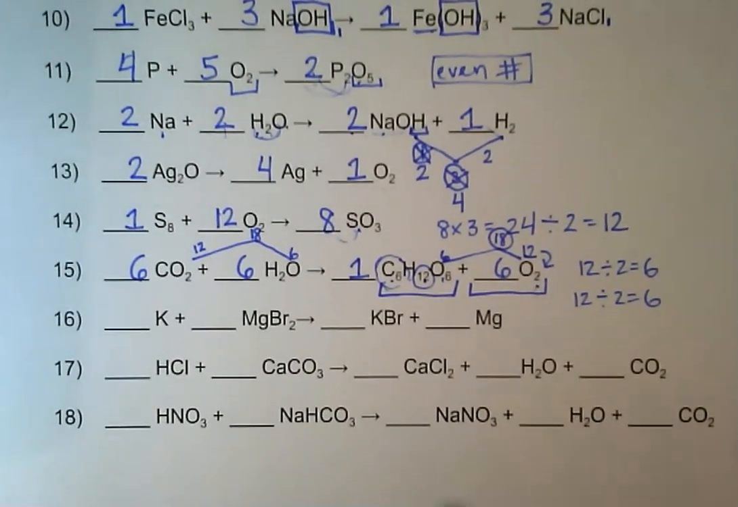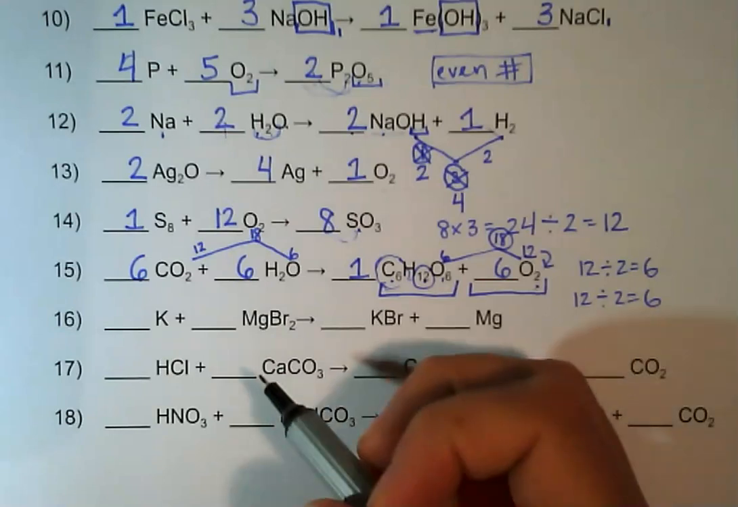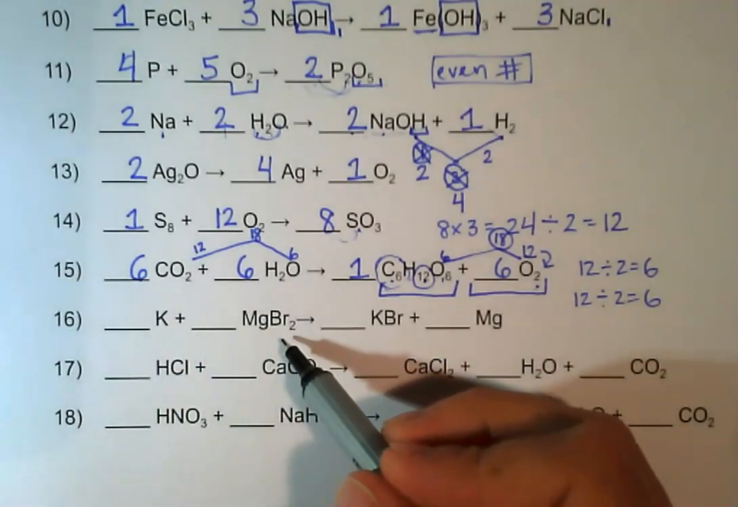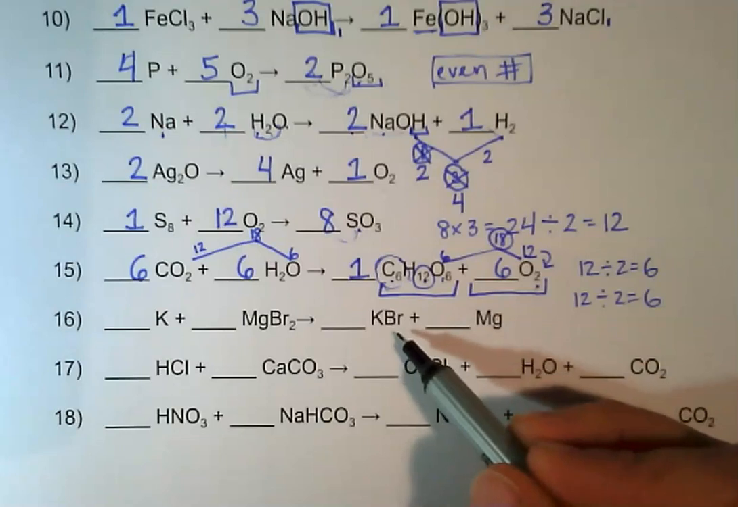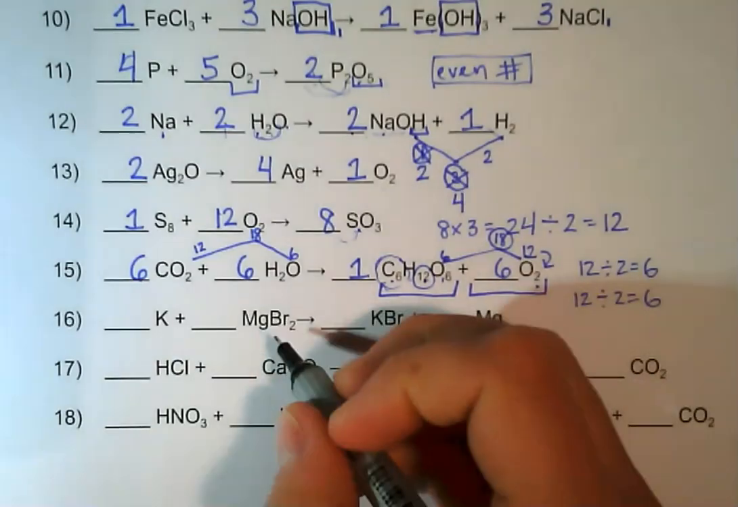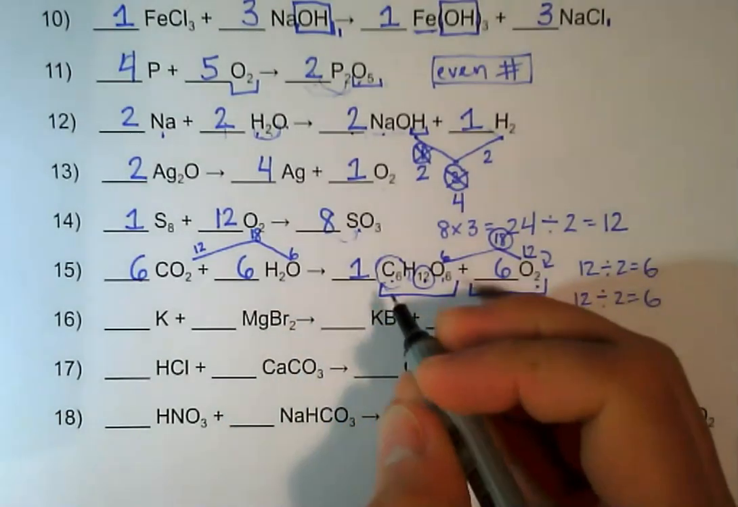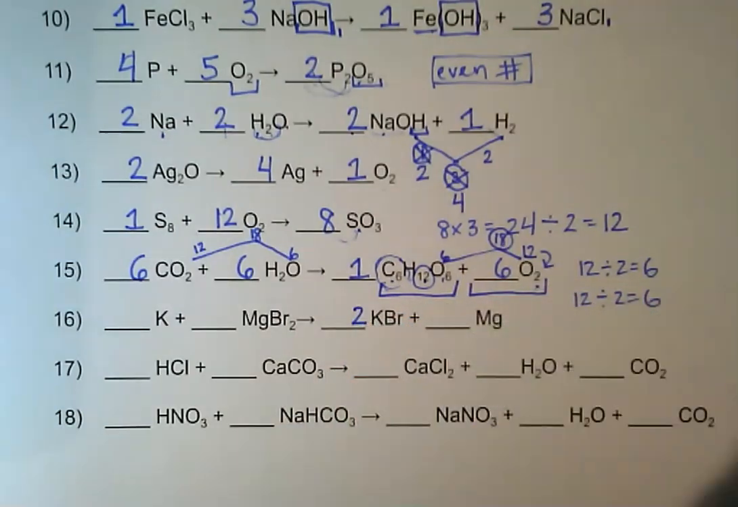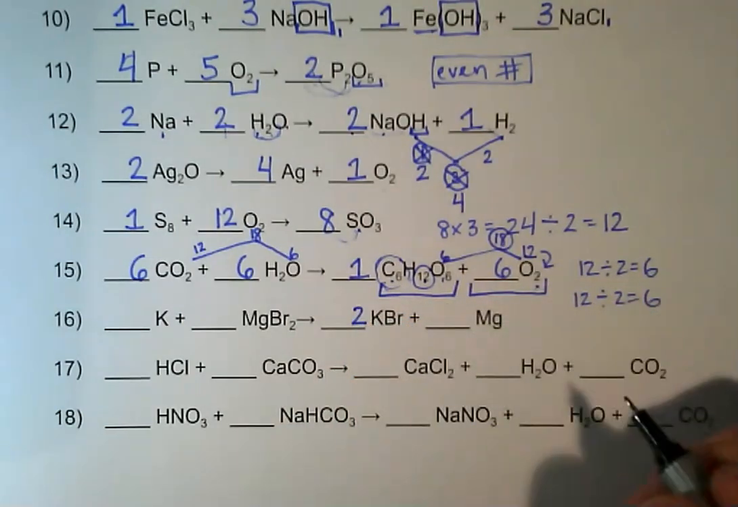Alright, on to the last 3. Number 16, potassium plus MgBr2 yields potassium bromide plus magnesium. The only thing that's out of balance right now is bromine. So I'm going to start with bromine. 2 bromines on my reactants. So I need to put a 2 in front of KBr on the product side.